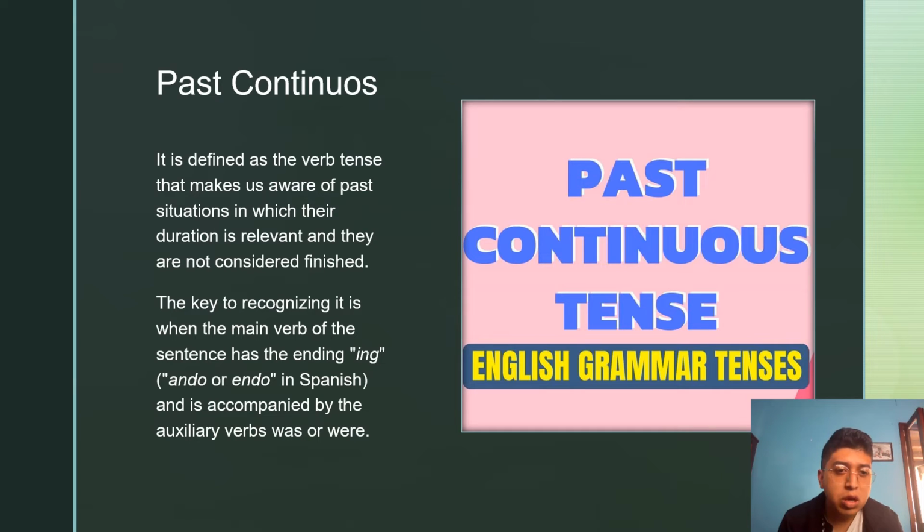Past continuous. It is defined as the verb tense that refers to past situations in which their duration is relevant and they are not considered finished. The key to recognizing it is that the verb of the sentence has to end in -ing, "-ando" in Spanish. And in comparing, the verb to be is actually was or were.